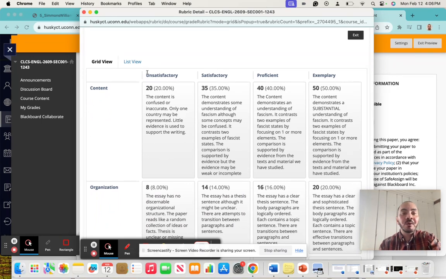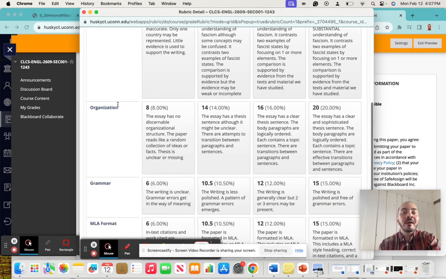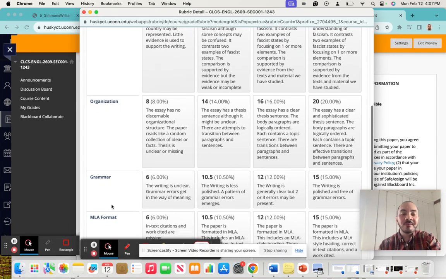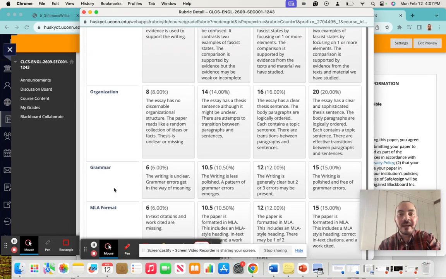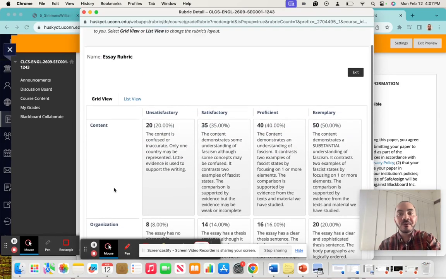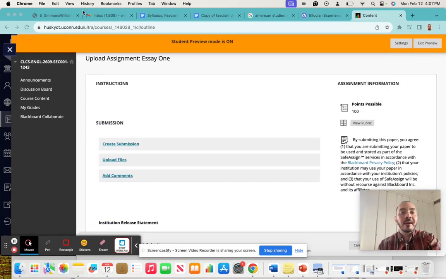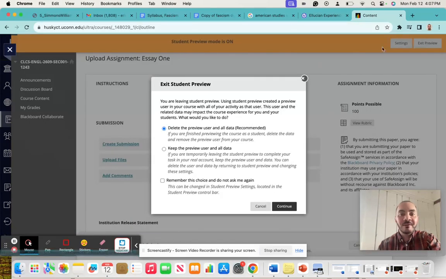By and large, most of the grade will be based on the content. So 50% of the grade will be based on the actual ideas and substance that you put forward. Next, organization will make up about 20%, how organized the paper is, and then 15% for grammar and MLA format. So you can review this on your own. Okay. While we are on the Blackboard page, let's go ahead and take a look at the assignment itself.